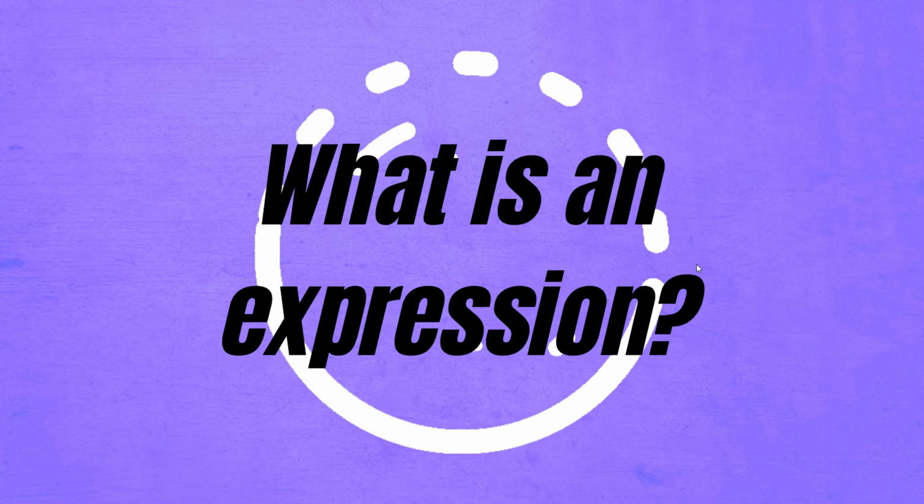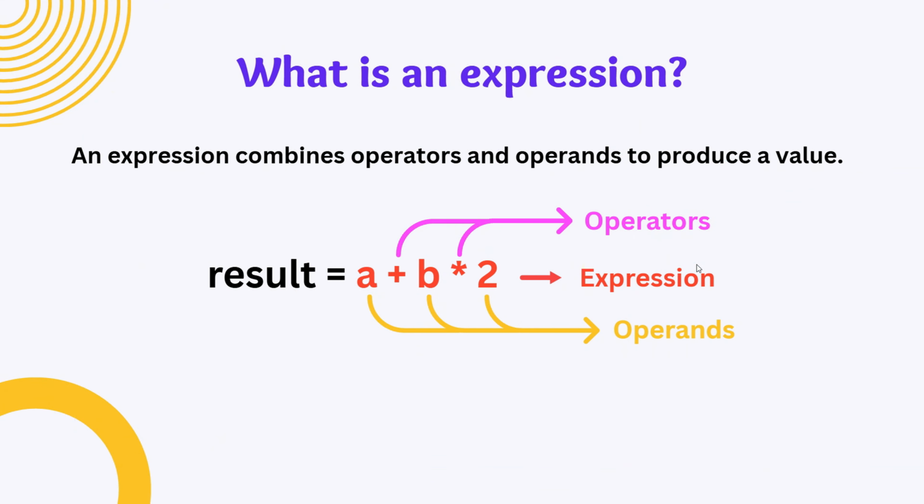What is an expression? An expression is a combination of operators and operands, which are values or variables that the Python interpreter evaluates to produce a result. For example, result equals A plus B times 2. A plus B times 2 is the expression. A, B, and 2 are the operands of this expression. Plus and times are the operators in this expression.